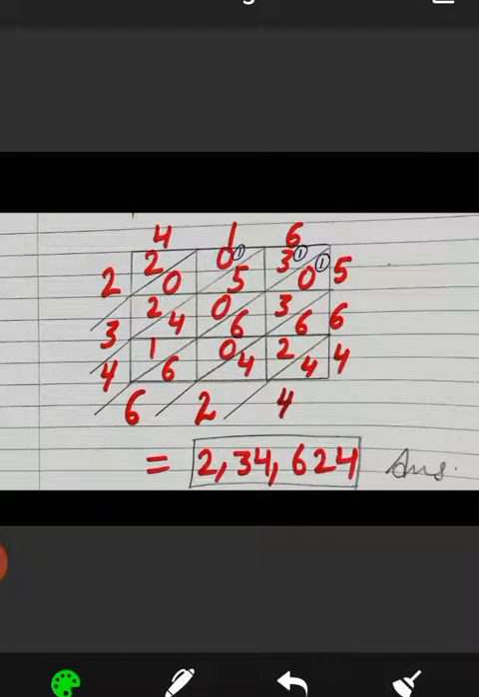Next multiplier is 6. So you will multiply this. First, 6 6s are 36. So 3 here, 6 there. Now 6 1s are 6. So 0 6. Now 6 4s are 24.